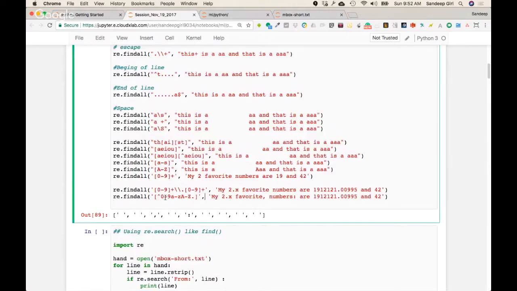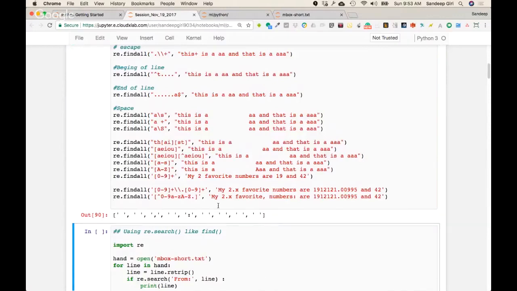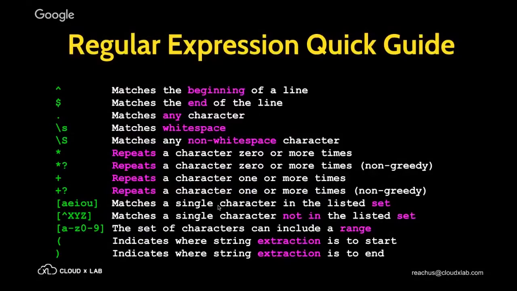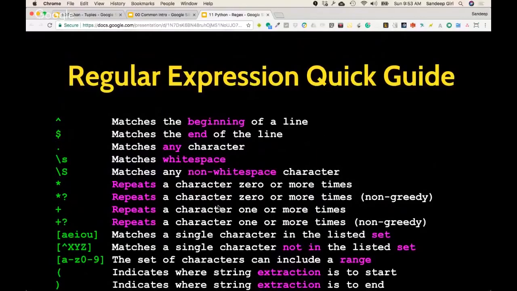So here what we're trying to say is 0 to 9, a to z, capital A to Z, and a dot. Here the dot inside the square brackets means something a little different. And the caret means none of these. Okay, and that's why it has matched with space, comma, colon, and so on. Right. So that's how you do a lot of matching. All right. So that's about the basics of regex.